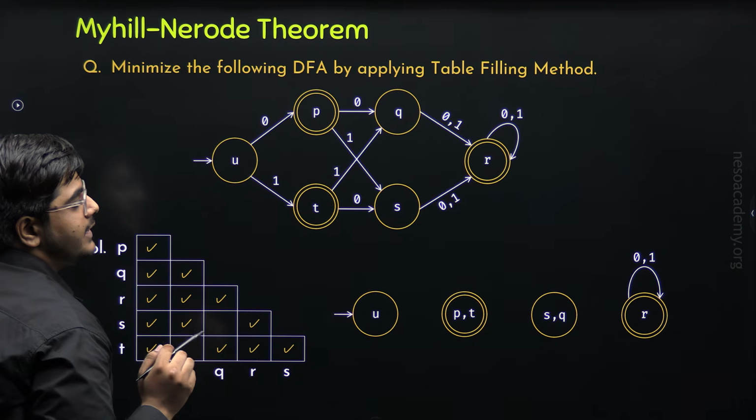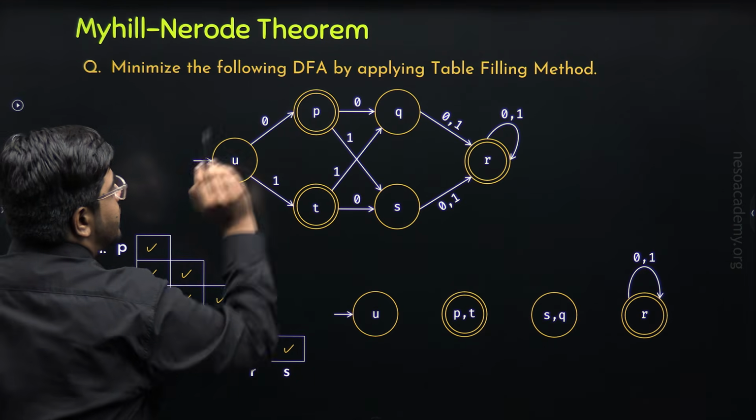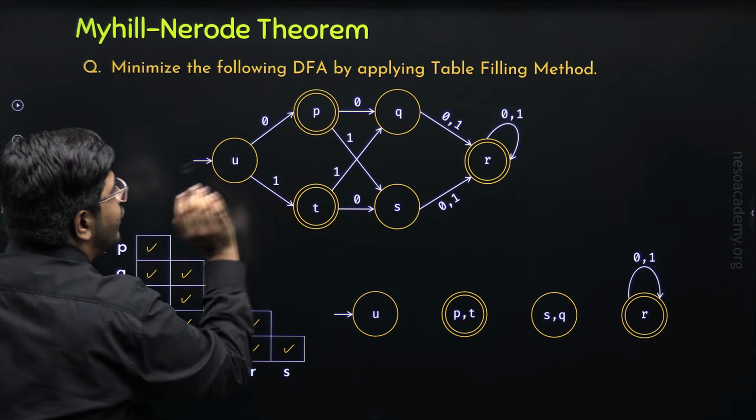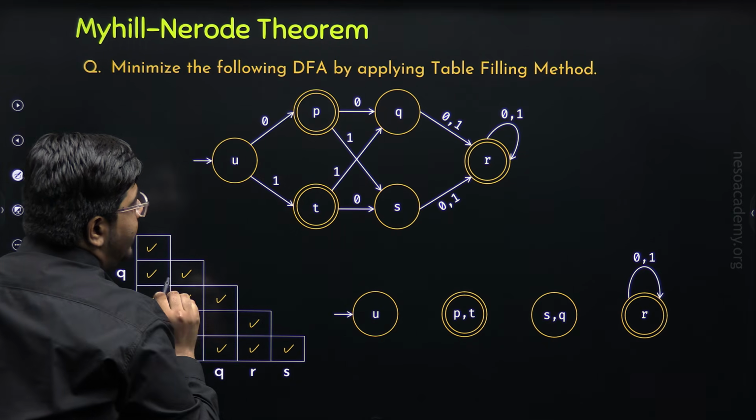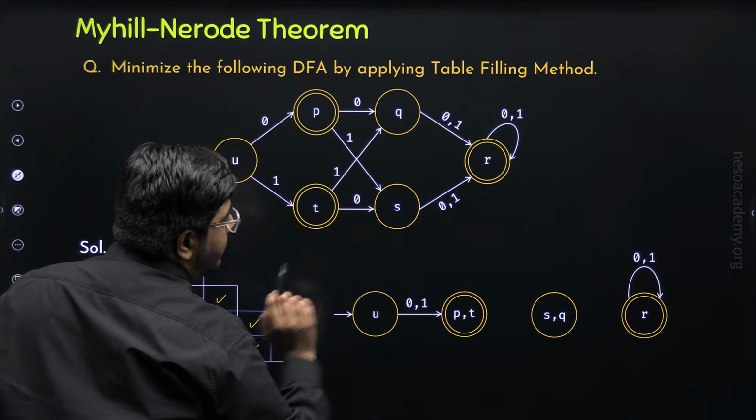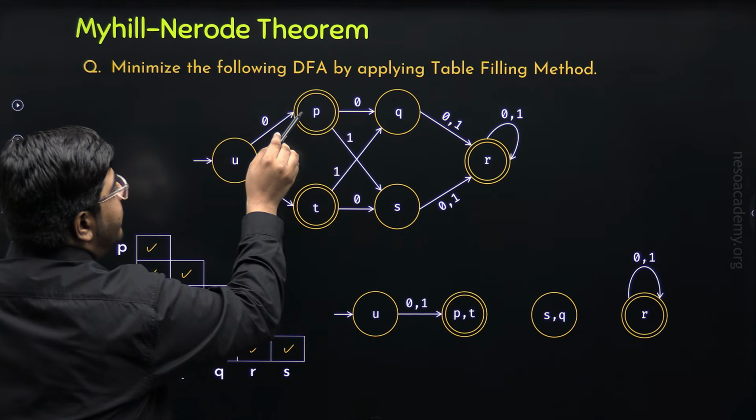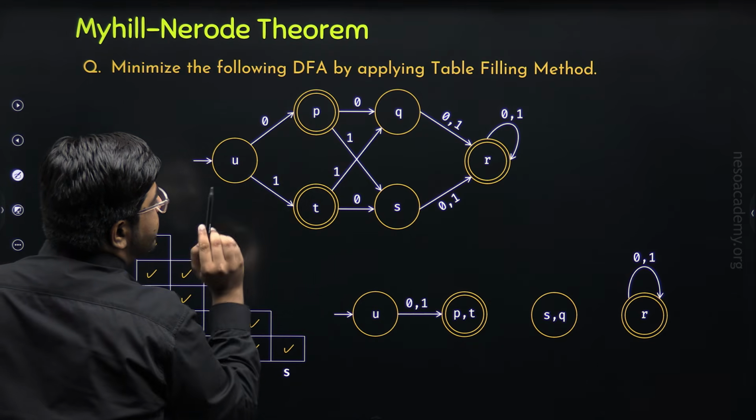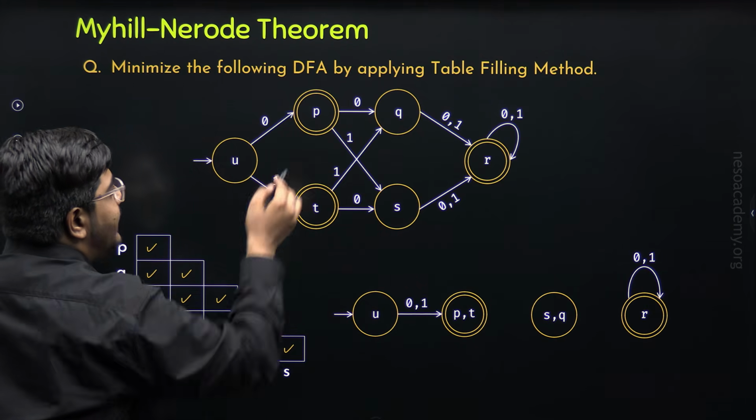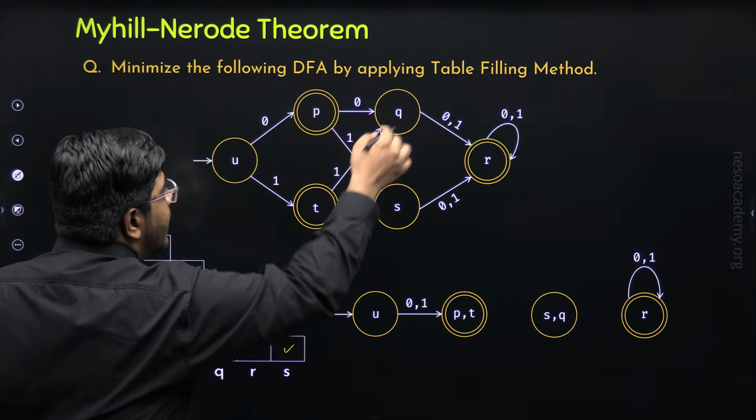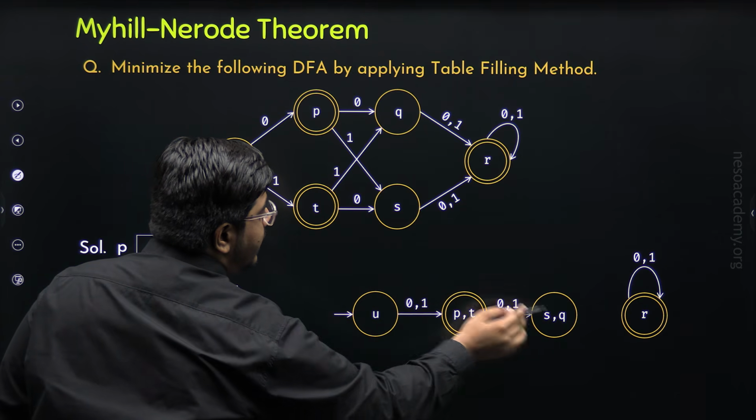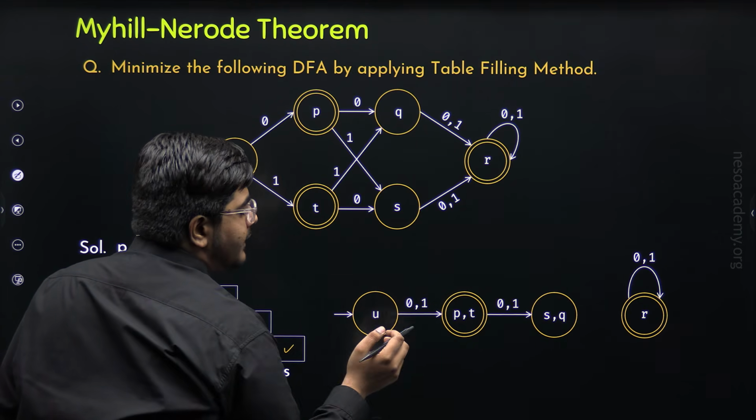Now let's complete the transitions. U on 0 gives P and U on 1 gives T. So we can say that U on 0, 1 gives P, T. So here we can draw U on getting 0, 1, we will get P, T. Now P on 0 gives Q and P on 1 gives S. T on 0 gives S and T on 1 gives Q. So we can say that PT on 0 and 1 gives QS. So here we can draw PT on 0, 1 gives S, Q or Q, S.